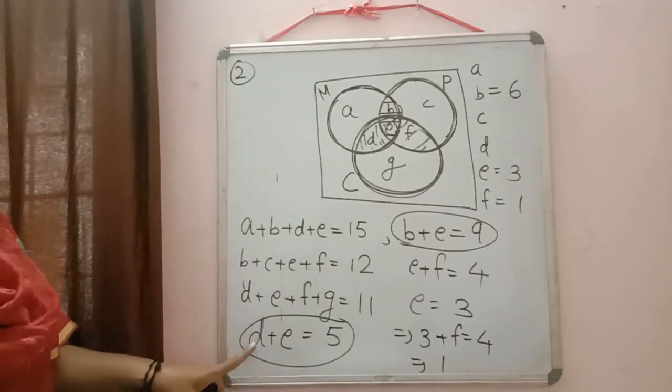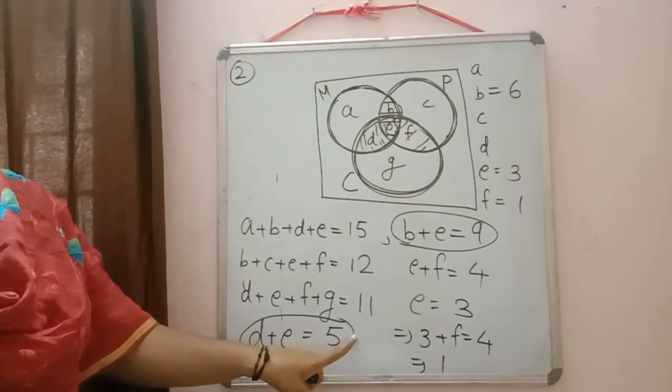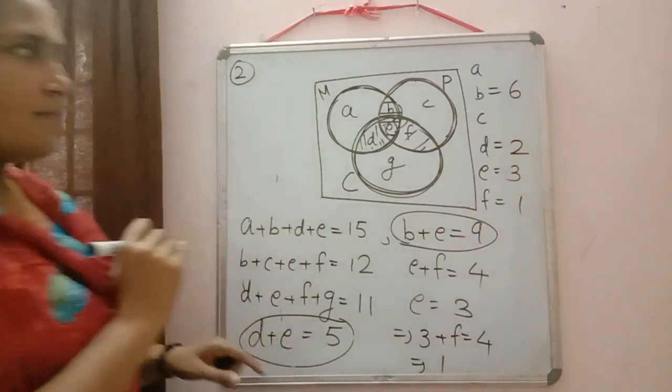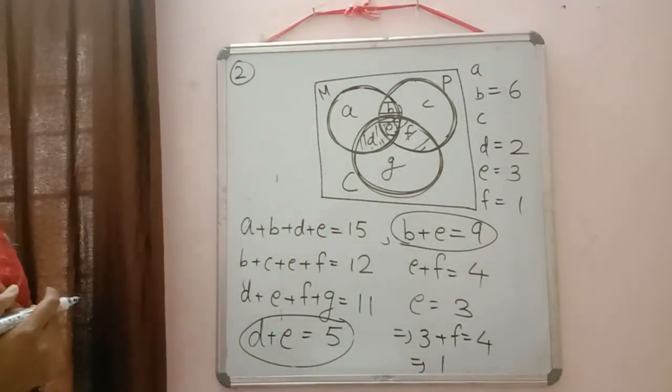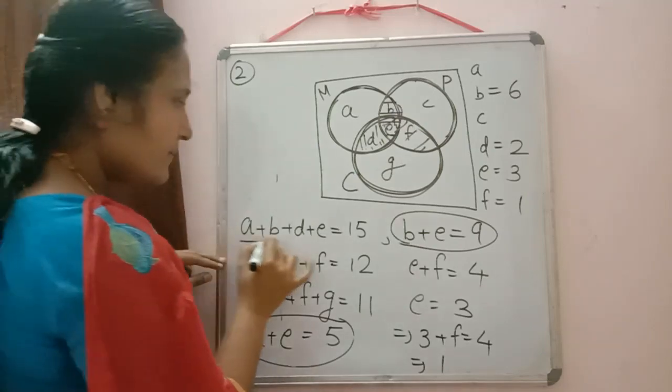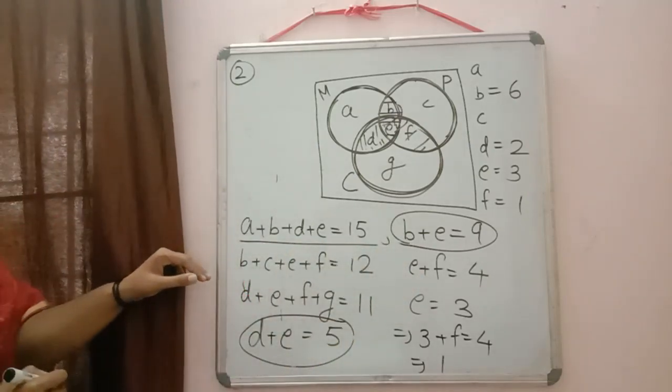Then what will come? D is equal to 5 minus 3. So we will get D is equal to 2. Now we want the value of A and C also. So can we substitute all the values here? Then we will get the value of C.